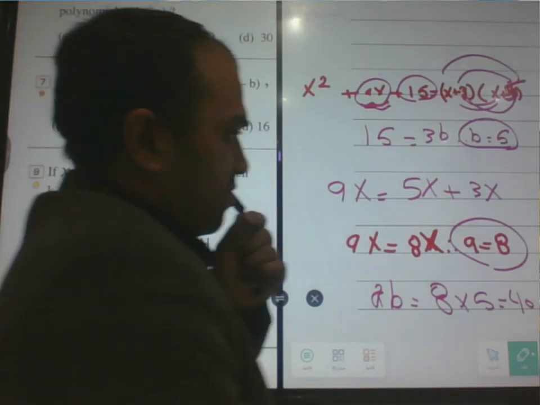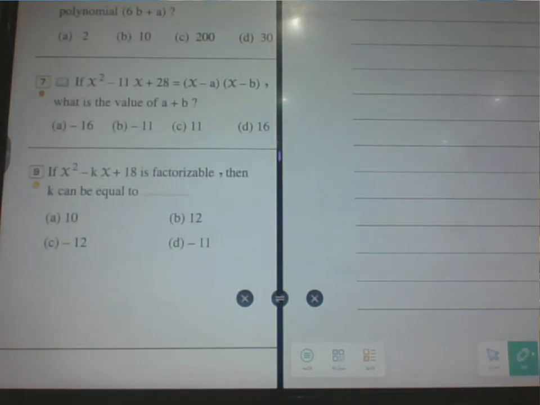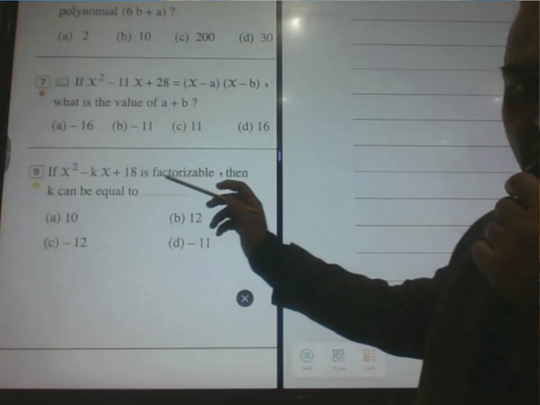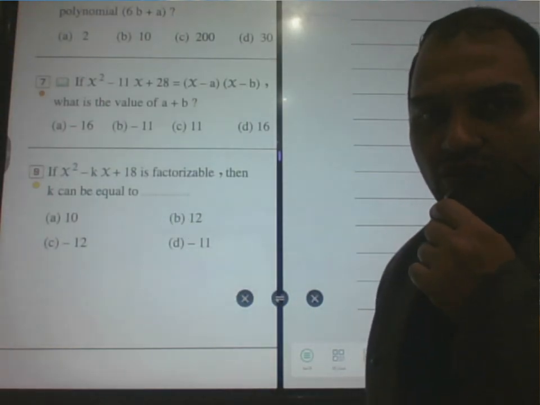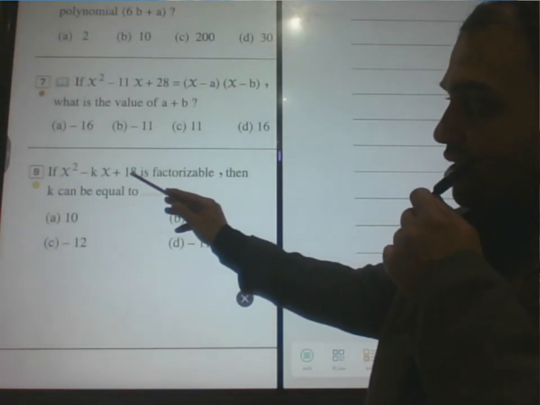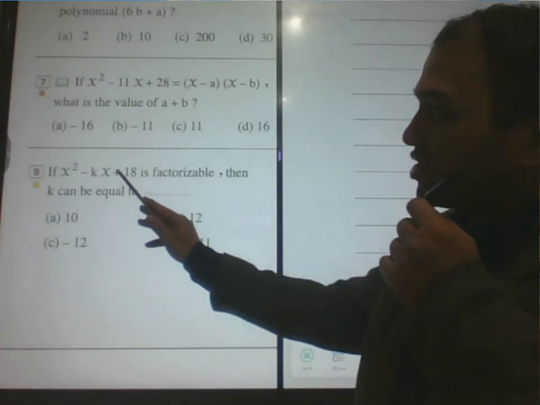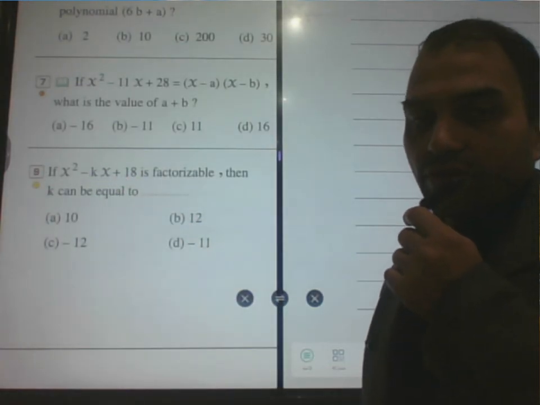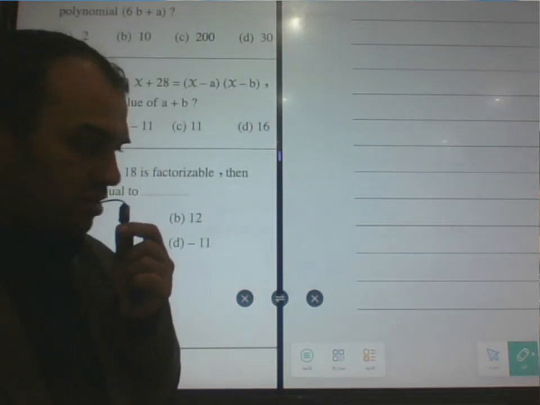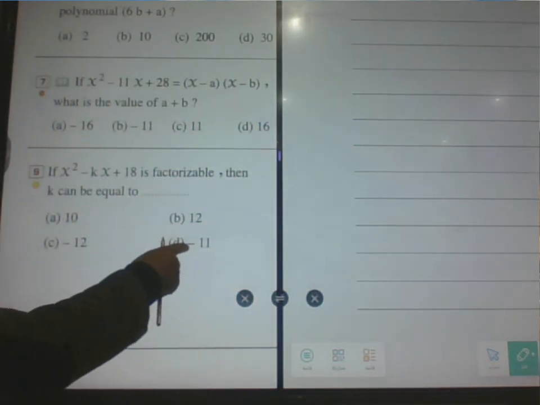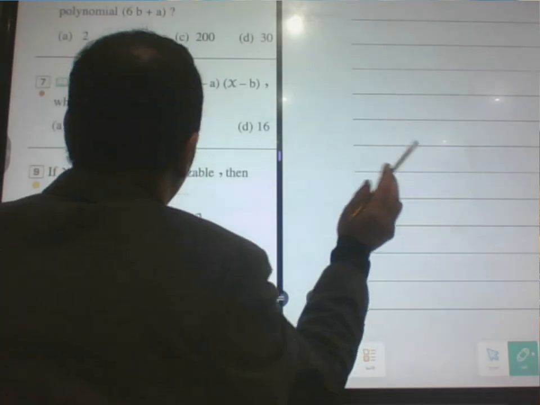Number 9. If x power 2 subtract kx plus 18 is factorizable, then k can be equal to what? Okay, we want two numbers whose product equals 18 and whose sum equals k. We know 2 times 9 equals 18, and if we add them together, it will be 11.